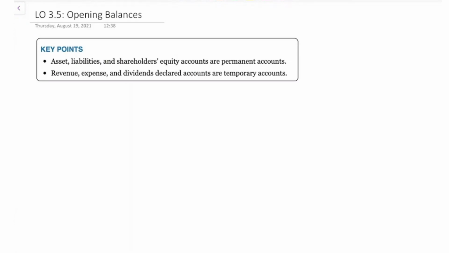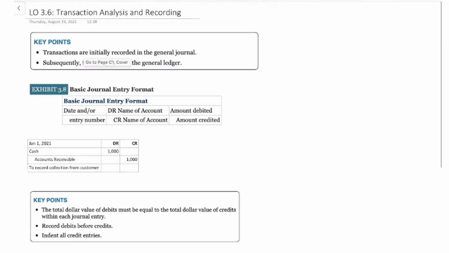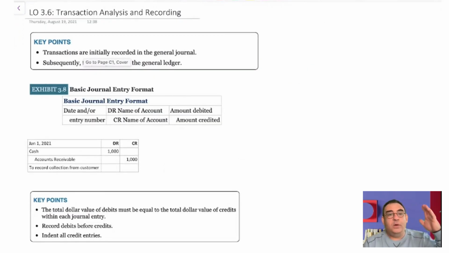I talked about opening balances, and I said, so assets, liabilities, and equity are permanent. Revenues and expenses and dividends are temporary. And again, that means that these are reset, right, at the end of the period. Now we get into looking at how we record these transactions. Transactions are initially recorded in a general journal, and then they are posted. That's what this word should say here, to the GL.